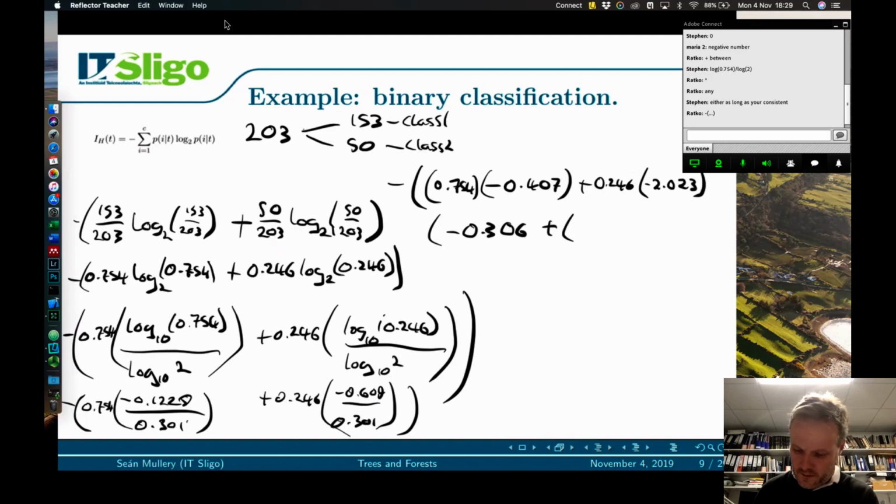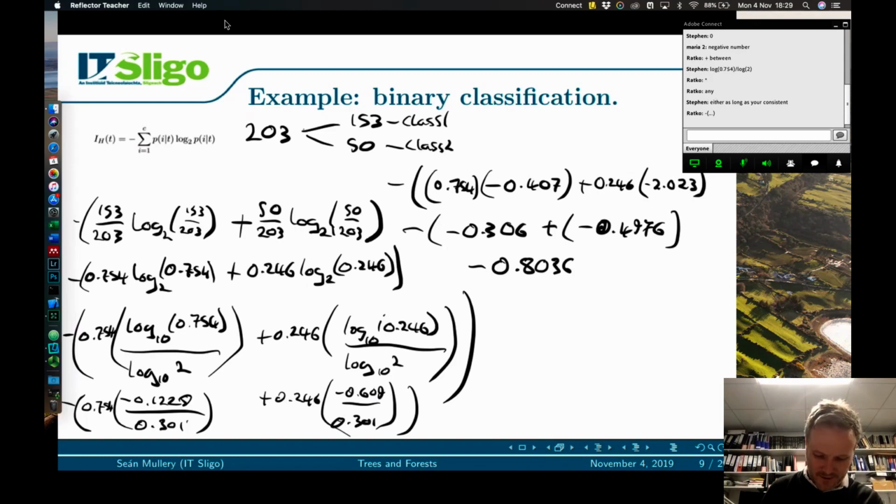add to that, I'm seeing 0.246 multiplied by 2.023, so I'm seeing minus 0.4976. Okay, and a minus on the outside, so we'll add to that 0.306, and we're getting overall minus 0.8036. Okay, so you can check my arithmetic there.